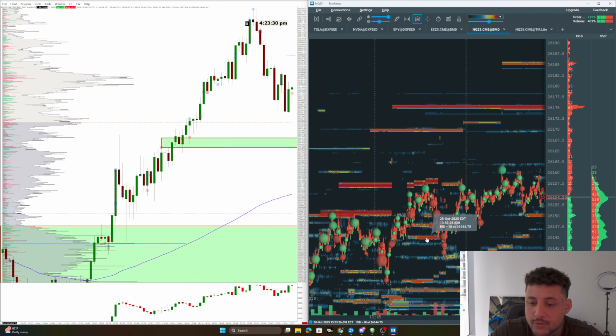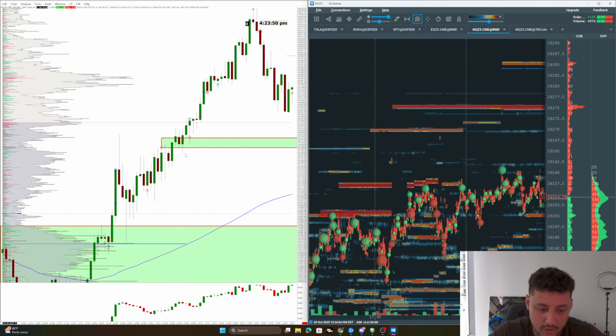So my thought process was, okay, as long as the bids or the passive buyers, which you could see all throughout this range, were supporting the market here, and these sellers kept failing to push price lower, then we could see price pop back up, and I'll look to take longs up into this offer here at 26,175.